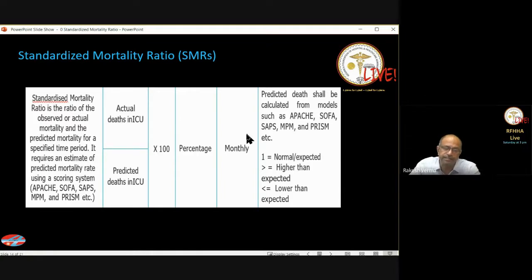The standards require that you measure the standardized mortality ratio once a month. So it has to be done on a monthly basis. Even if you're not accredited, and obviously if you're not under the mandate to measure it every month by the NABH, then you can also measure it once in 3 months' time. But once in a month is, I guess, optimum.